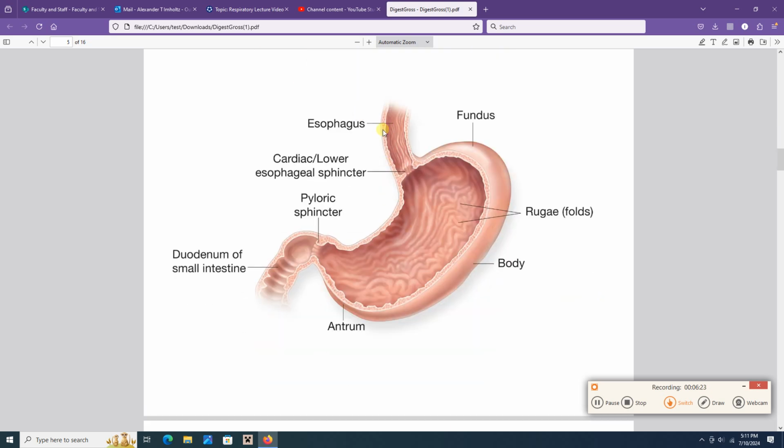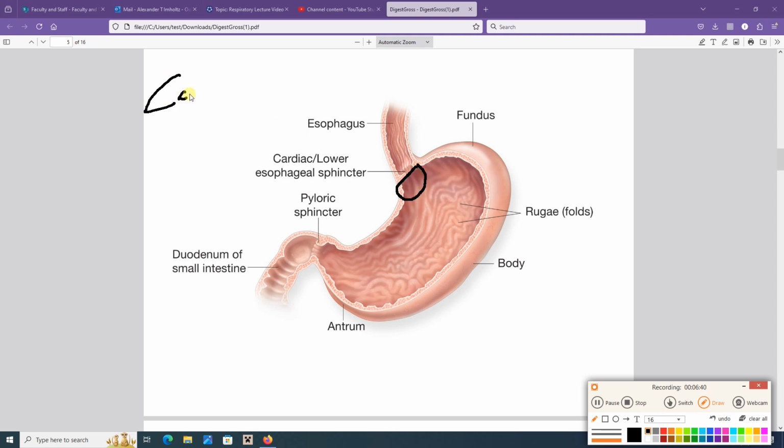Now here we see our esophagus connecting to our stomach. The stomach has several regions and characteristics. The stomach has an area right by the esophagus, and that area is called the cardia. C-A-R-D-I-A. It's a D right there. Let's make that D a little taller. Then the stomach has a dome-shaped region right there called the fundus.